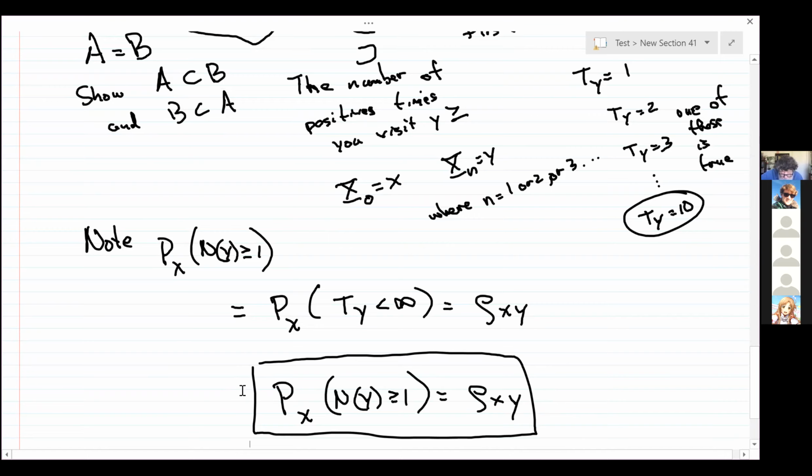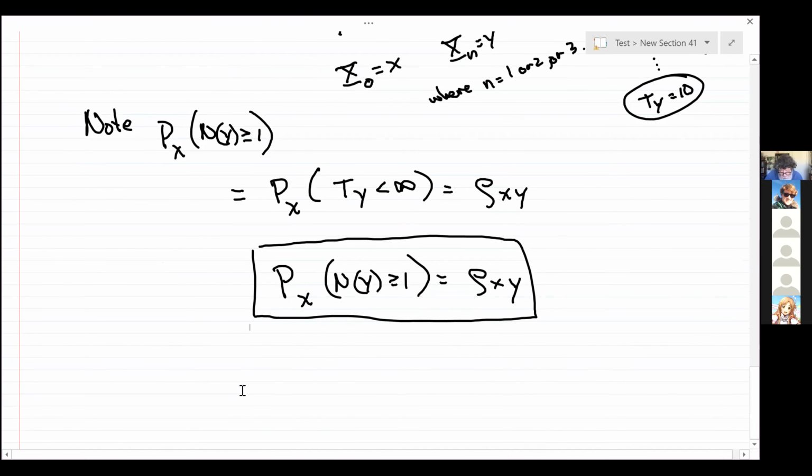What we want to do next is the next step of this. So remember, this is assuming you start at time 0 at state X, the probability that the number of times you visit Y is 1 or more is this. What if we change the 1 here to 2? So I'll try to squeeze this in.